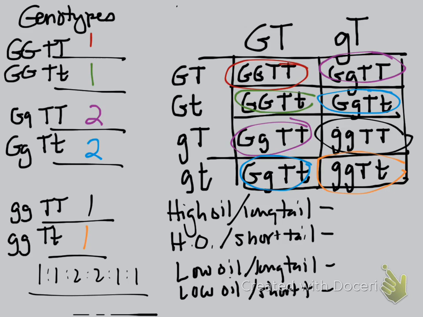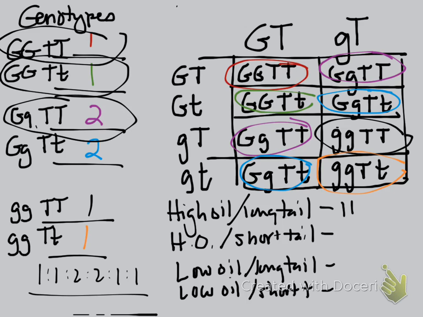So going through this, we have to look at every single one of these. Are these individuals high oil or low? High oil, long tail. So that's 1. What about this one? High oil, long tail. That's 2. What about that one? High oil, long tail. That's 3, 4. High oil, long tail, 5, 6.